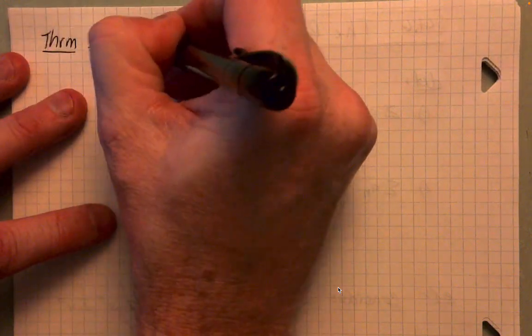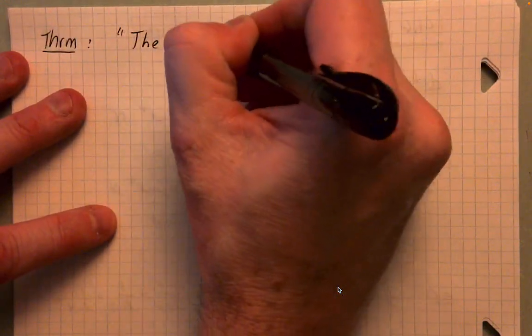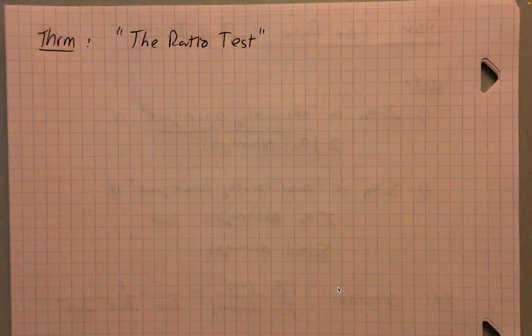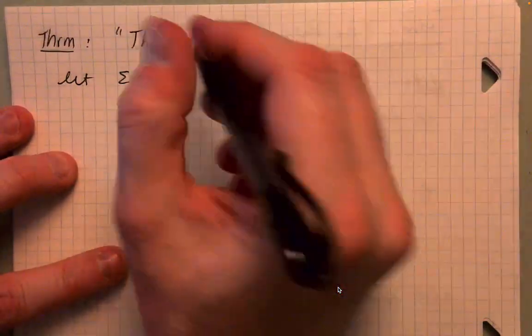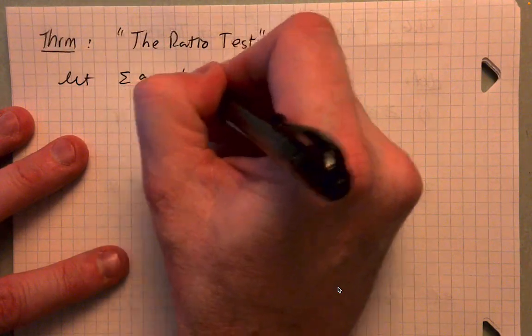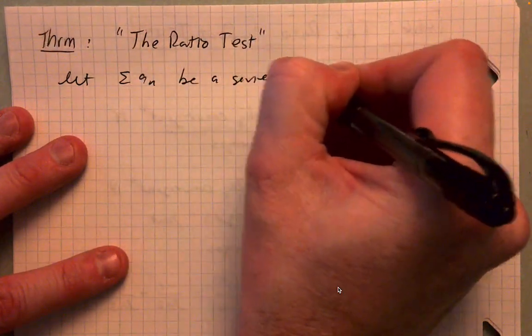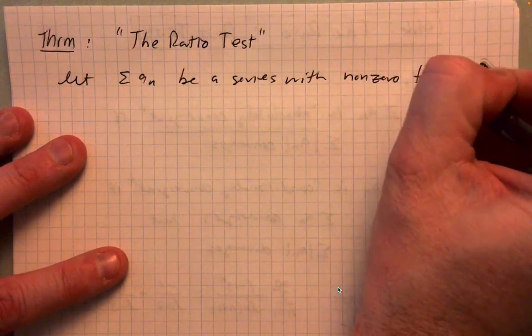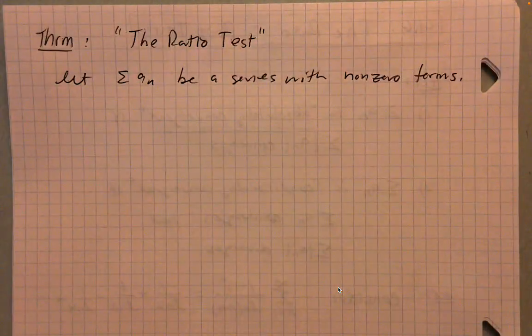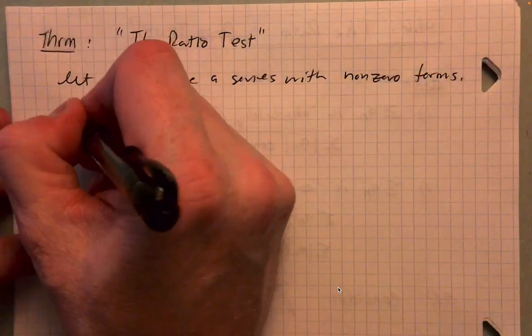I'll just write that in here because we'll be using this a lot in the coming sections. We'll need this a lot when we get into power series and Taylor polynomials, and towards the end of the course. So let's let the sum of a of n be a series with non-zero terms. If that's the case, then three things.